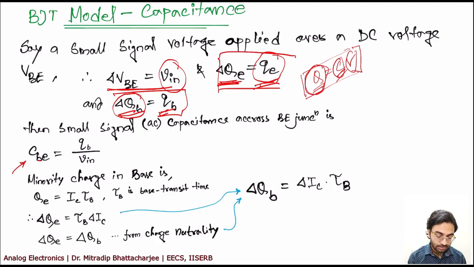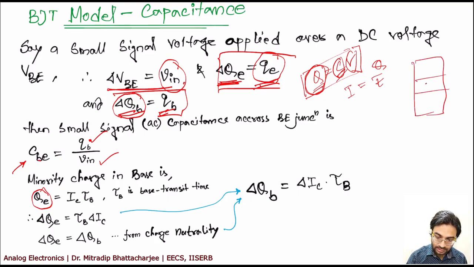So CB can be written as QB divided by V in. This is the charge, this is the voltage. Okay. Now QE can be written as IC into tau B. What is current? Current is charge by time, right? So QE, whatever is, if you look at this, this is your base, this is your emitter, this is your collector. So QE, whatever charge is going there will transit through base and will reach the collector, right? So QE can be written as IC into tau B.